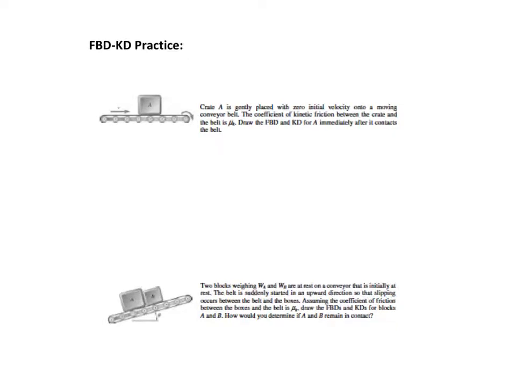KD practice problems. So we've got a crate that is gently placed with 0 initial velocity onto a moving conveyor belt. You can go ahead and read the rest of that. It talks about the coefficient of kinetic friction. I want to draw the FBD KD. So what you can do is pause it and give it a shot on your own, and then restart when you're ready.